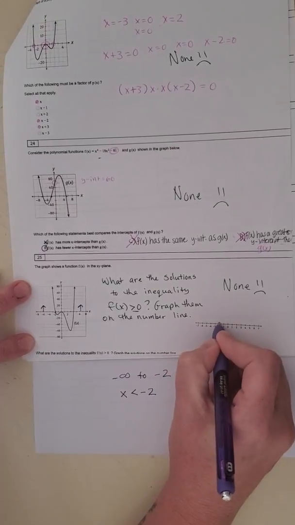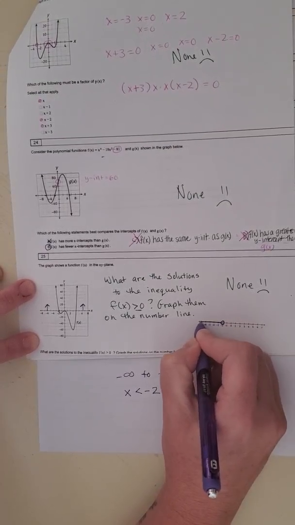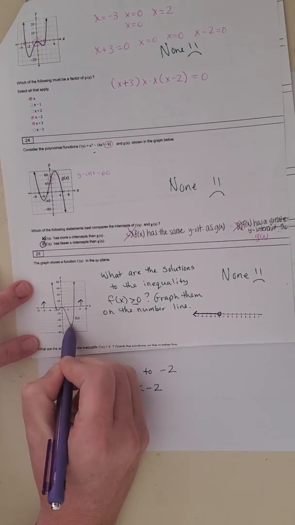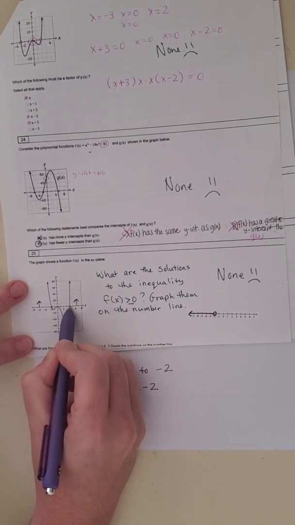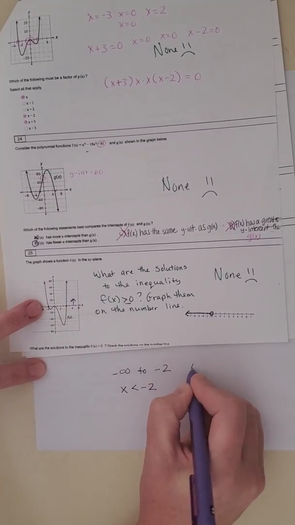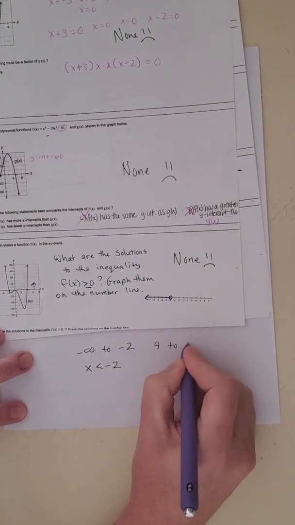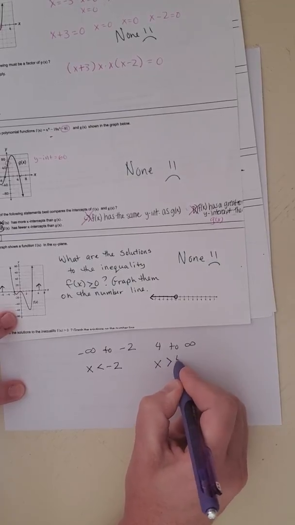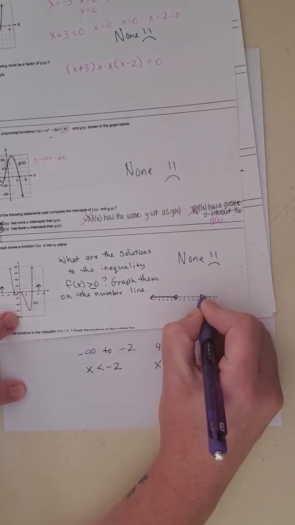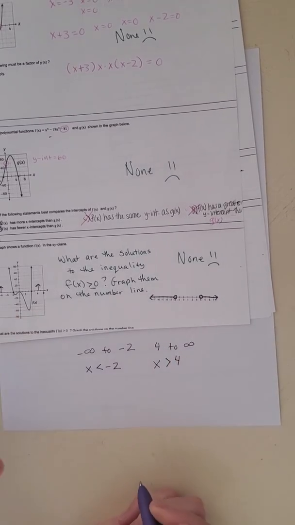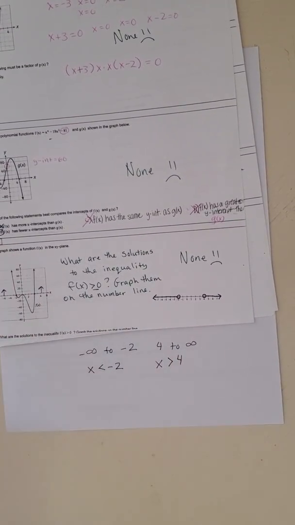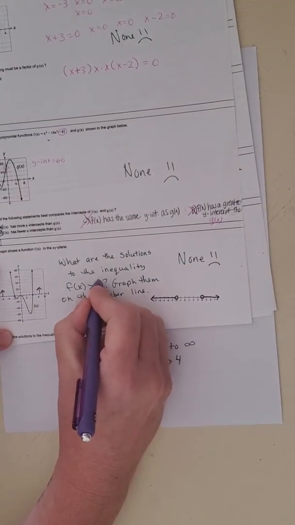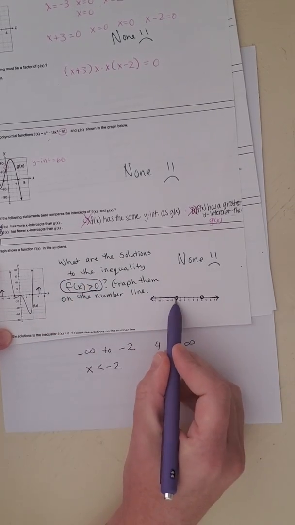So x is less than negative 2, open circle, going to the left. All right, and then it stays below the x-axis, and then at 4, so from 4 to infinity, the graph is above the x-axis. So that would be for x is greater than 4. So open circle and going to the right forever. And those are our values for which the graph is positive. So greater than 0, right? Not greater than or equal to, so only greater than, and so open circles.